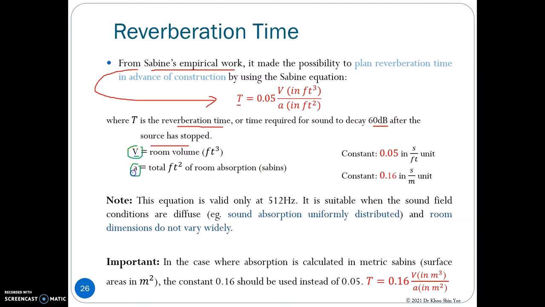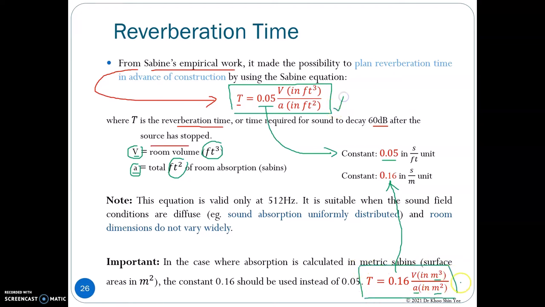If V and A are in feet cubed and feet squared units, then the coefficient here must be 0.05 second per foot. We use the 0.16 constant when the volume is measured in meters cubed and the total room absorption is measured in meters squared. Make sure you use the correct equation to determine the reverberation time.